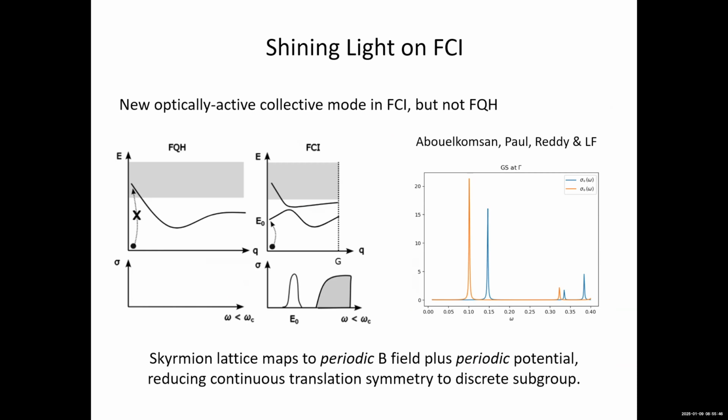Indeed, this is our calculation. Take the simple example of a fractional quantum Hall state in a Landau level, and introduce a periodic potential that breaks continuous translation symmetry. We find that the conductivity now shows sharp peaks, and these peaks correspond to these Q equals 0 dipole active collective modes. The plot on the right is the optical conductivity, sigma, as a function of frequency. You see that left and right circularly polarized light excite different modes at slightly different frequencies, and the splitting depends on the amount of the potential.